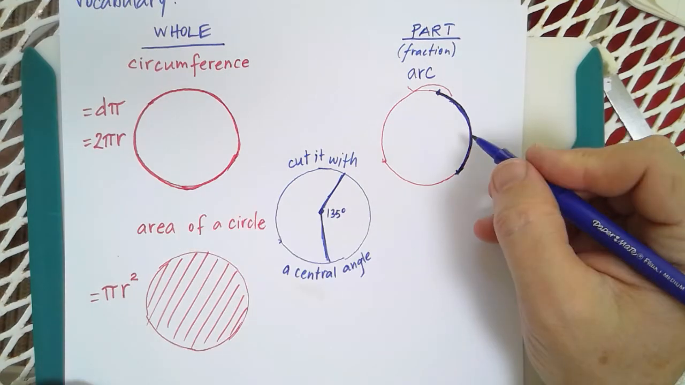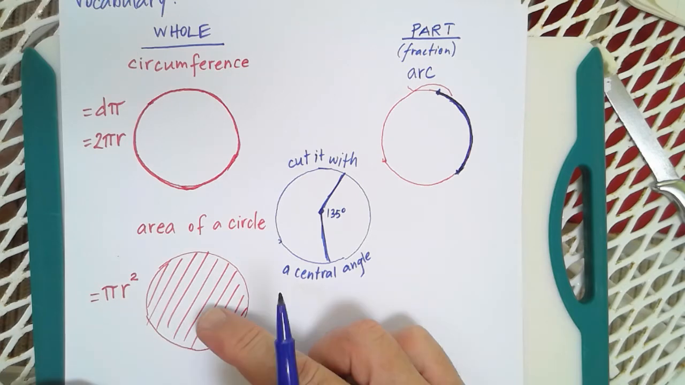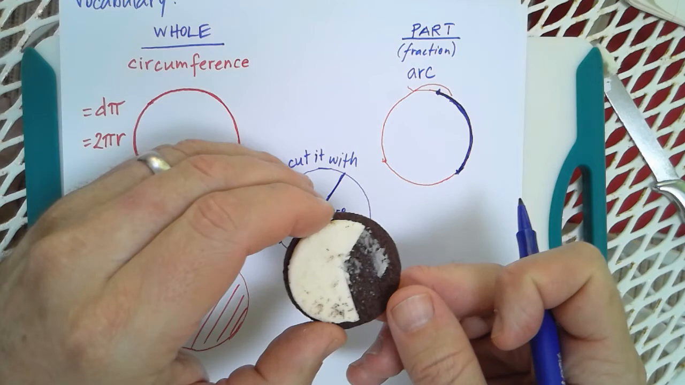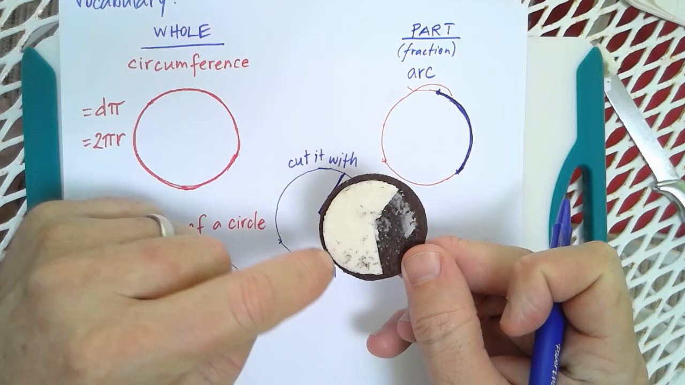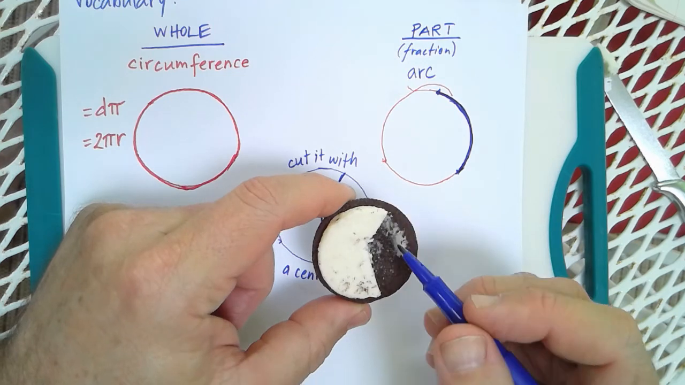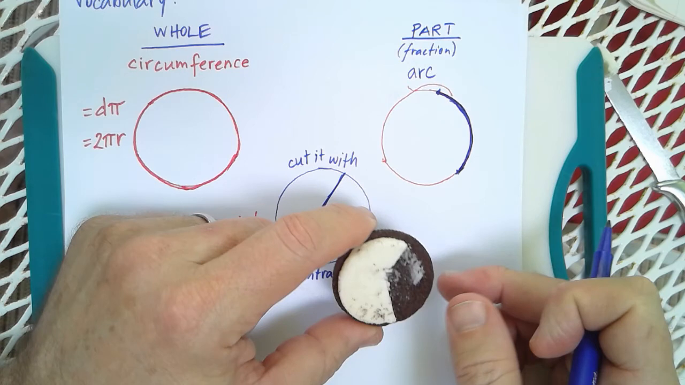But mostly we're going to talk about this, not the whole area of the circle. You don't get all the Oreo filling. You just get to have this fraction. 135 degrees is a certain fraction of a circle. You may need to do a little calculating with that.